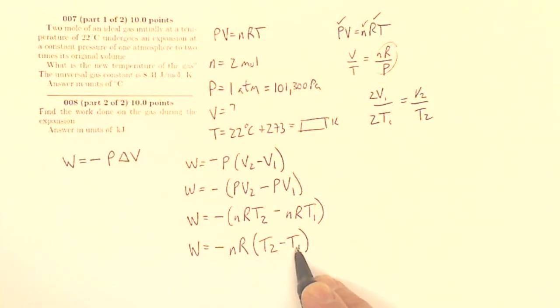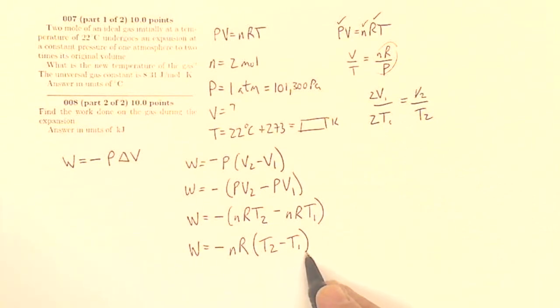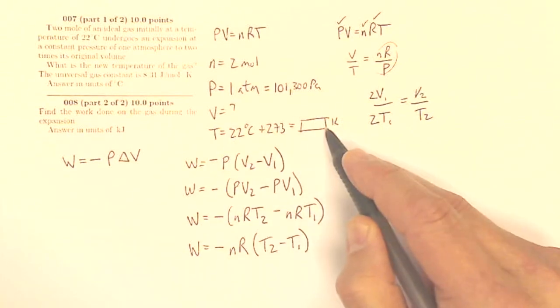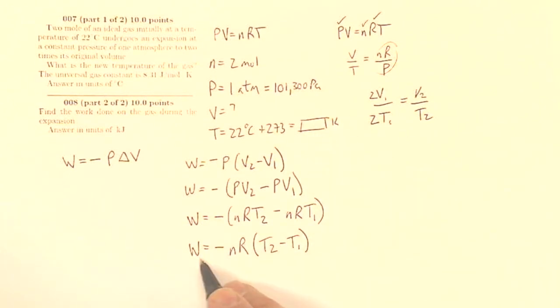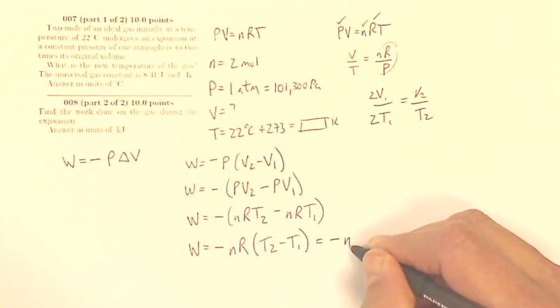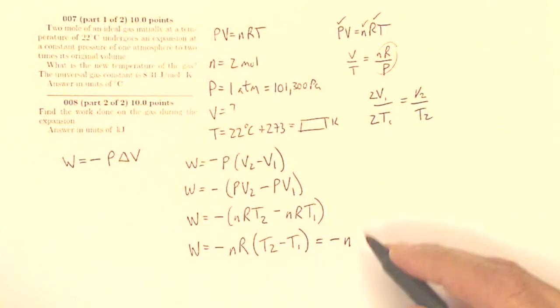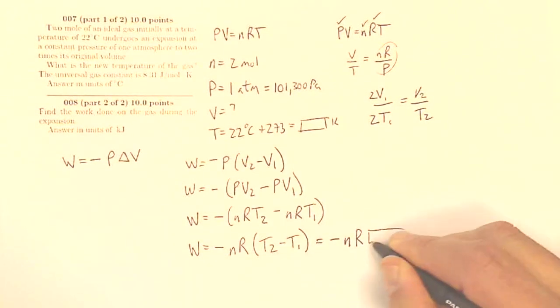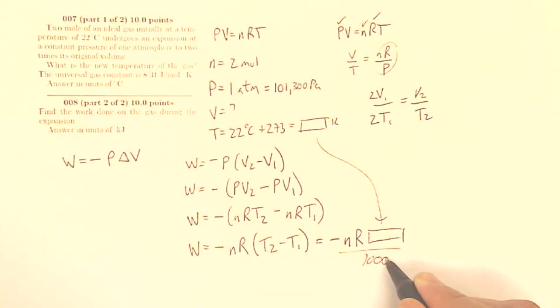This could be Kelvin or Celsius, it doesn't matter, but you've got your temperature and you've doubled it. So your T2 minus T1 is actually going to be this original Kelvin temperature, because if you take it and double it and then subtract the original. So this is actually going to be negative of N, which is number of moles, which is 2, times R, which is 8.31, times my original Kelvin temperature, which is this number. And that's going to be the work done on the gas. But that'll be in joules. This asks for kilojoules, so take that and divide by 1,000. Isn't that cool?